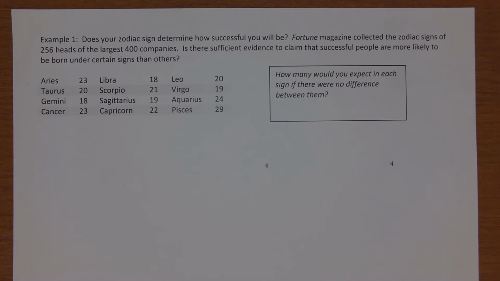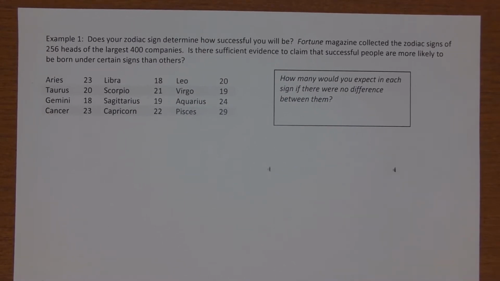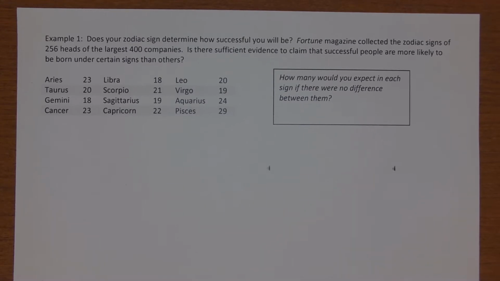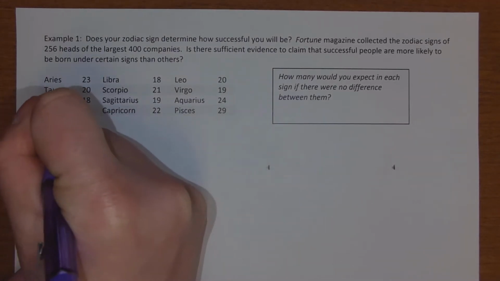All right, welcome back. We are going to go ahead and do two examples of a chi-squared goodness of fit test. So we're going to start with example 1 here. The question is, does your zodiac sign determine how successful you will be? Fortune magazine collected the zodiac signs of 256 heads of the largest 400 companies. Is there sufficient evidence to claim that successful people are more likely to be born under certain signs than others? Okay, so let's begin with state.